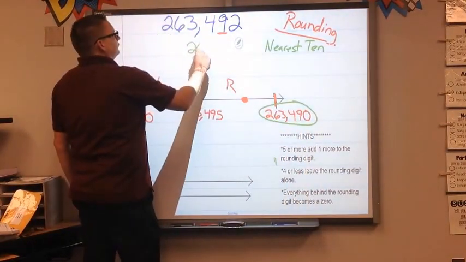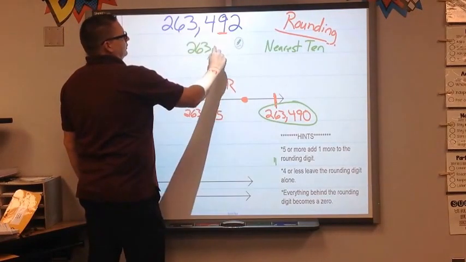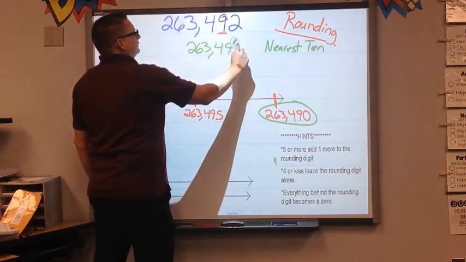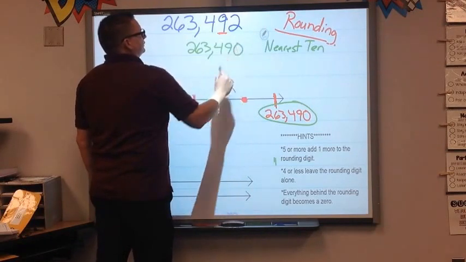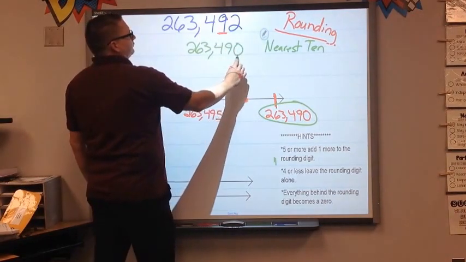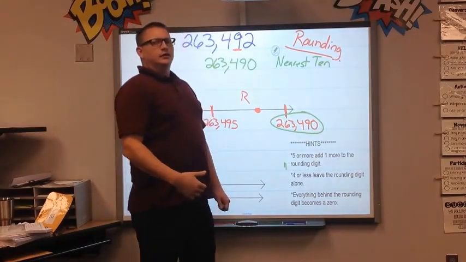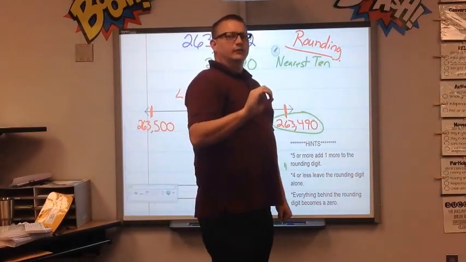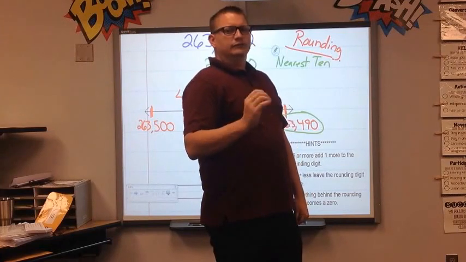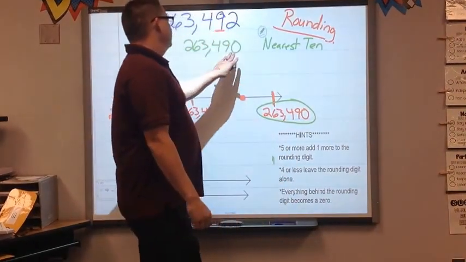So our answer is 263,490. 490, right? And we know we're good right here because every time I round to the tens, every time I count by 10, I always have a 0 in the ones place, right? 10, 20, 30, 40. So I know I'm good right here.